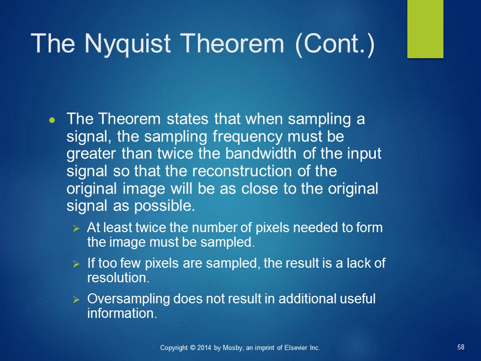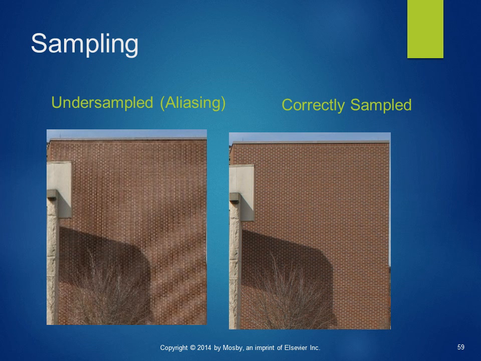The theorem states that when sampling a signal, the sampling frequency must be greater than twice the bandwidth of the input signal so that the reconstruction of the original image will be as close to the original signal as possible. At least twice the number of pixels needed to form the image must be sampled. If too few pixels are sampled, the result is a lack of resolution. Oversampling does not result in additional useful image. This is showing you an example of undersampled, or aliasing, and then correctly sampled.